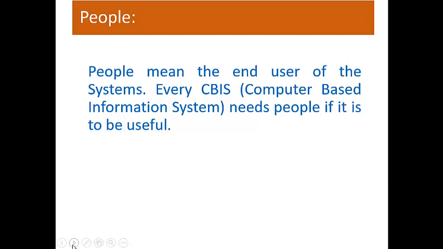Even a computer-based information system needs people if it is to be useful. Of course, you can't use an information system without people. You have to have a kind of interaction between people and computer, as users, as operators, and as end people who benefit from the information from that computer, right?